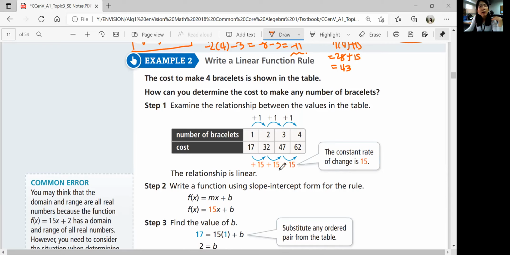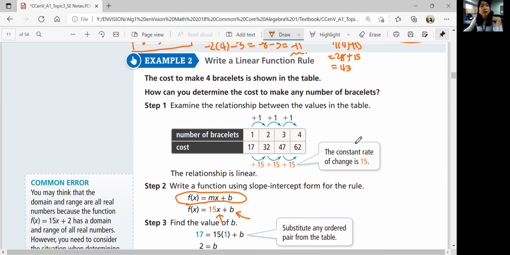Step 2, write a function using slope-intercept form for the rule. Using slope-intercept form, y equals mx plus b, except your y is going to be written as f of x. Your slope is 15. For every increase of your number, you're going to multiply that by 15 plus whatever you're starting with.